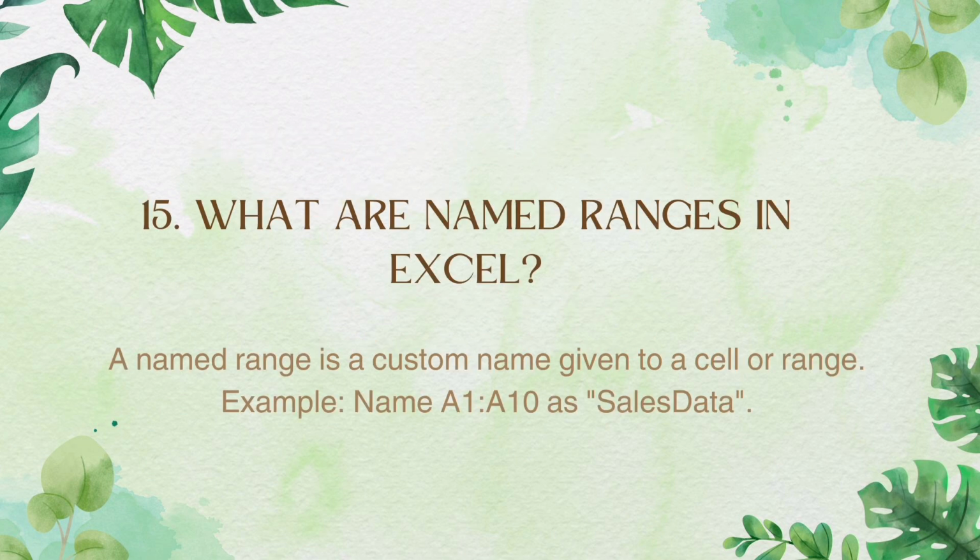Coming to the next question, what are named ranges in Excel? A named range is a custom name which we give to a cell or a range. For instance, if the column from A1 to A10 is named as sales data, this is known as a named range.